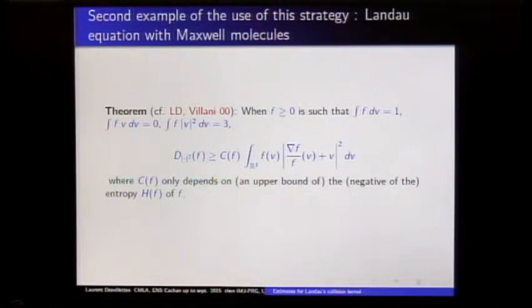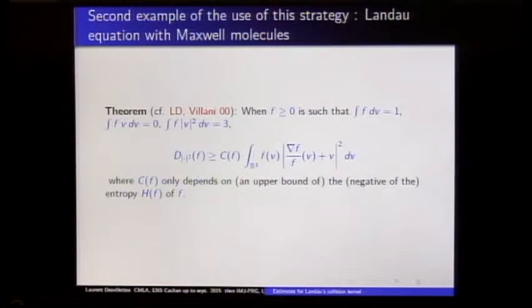And in that case, we knew that, supposing that the functions are normalized like this, then it's really possible to show that the entropy production of the Landau kernel, in the case of Maxwell molecules, is bigger than a constant which depends only on things which are controlled, that is basically the entropy, times this quantity here, which is in fact a classical quantity of information theory, which is known as the relative Fisher information of F with respect to a Gaussian. So this is something which naturally appears in information theory. And we were able to prove this at that time.